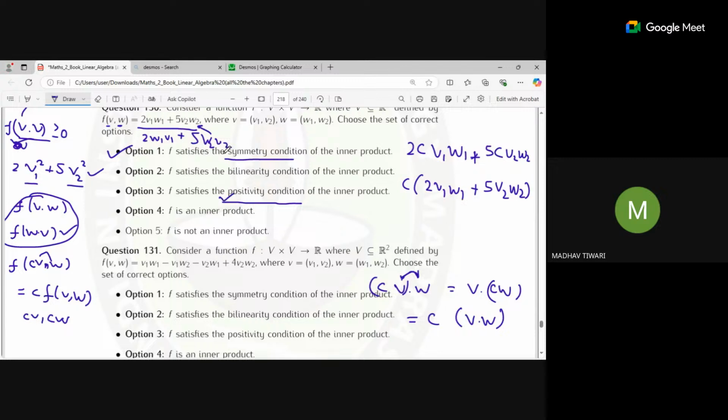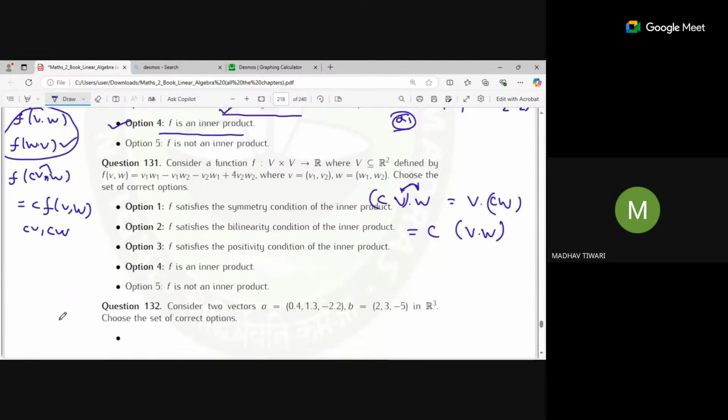Positivity is satisfied, symmetric satisfied, bilinearity, I think it is saying distributive property, not exactly sure, I'll check that. F is an inner product space. Yeah, F is an inner product when all the four conditions are satisfied, so we can conclude. Same here, you can check this part as well. All four properties, you will calculate this.